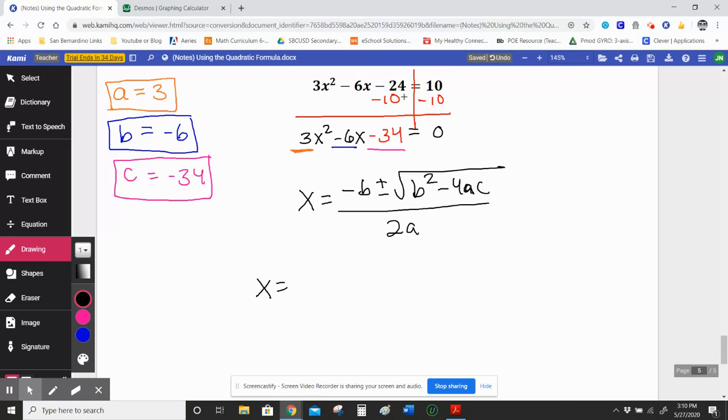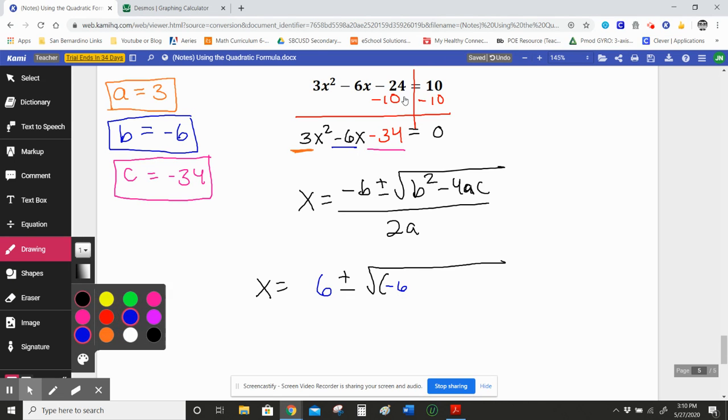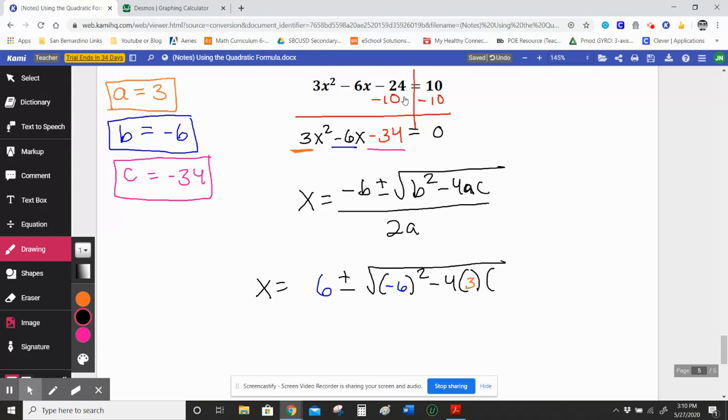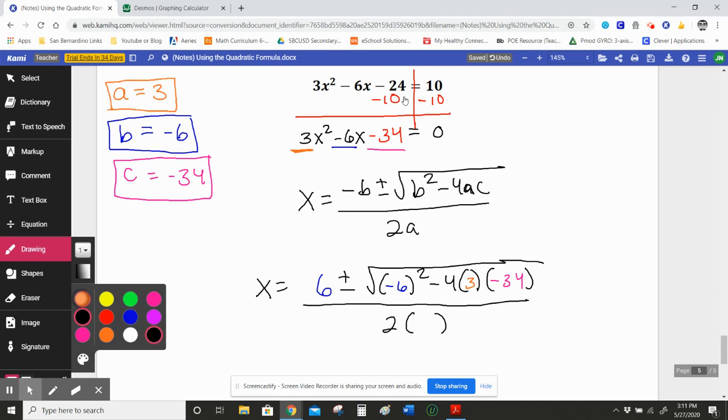So when I plug this in, I get opposite b, which is opposite of -6, so that'll give me just a 6. And then I have plus or minus the square root of -6 squared, so I'm going to go ahead and write in -6 squared. And then minus 4, that's part of the formula, times a, which happens to be 3. And then times c, which happens to be -34. All right, almost there. And then we divided all over 2a, which happens to be all over 2 times 3.